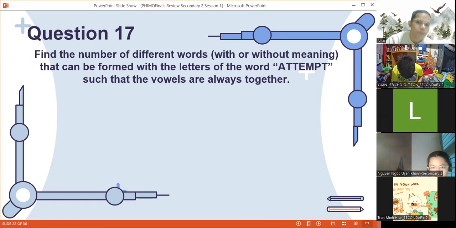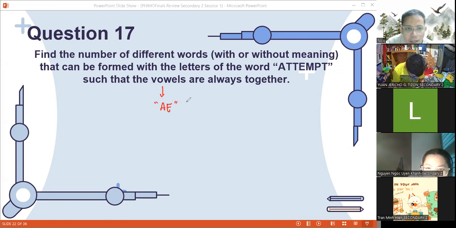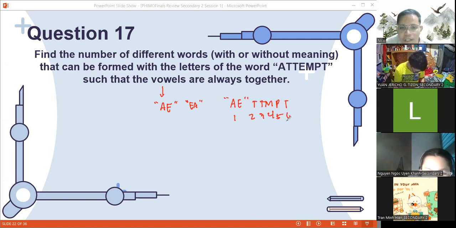Find the number of different words with or without the meaning that can be formed with the letters A, T, P, E, M, P, T, or attempt such that the vowels are always together. So vowels are always together. This is A, E, and E, A, right? There are two of them. So we can have it as AE, then P, T, M, P, T. So it's 1, 2, 3, 4, 5, 6. So we can arrange them 6 factorial times, right? Now this one can be arranged 2 factorial times.